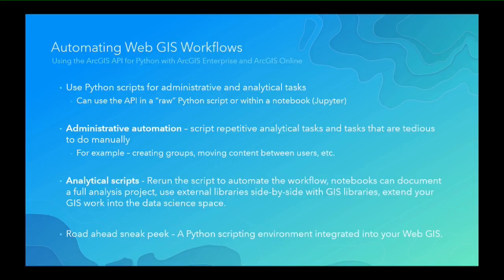So an example of this would be you have people collecting information maybe from Collector, and this data has now rolled back into your organization, and lo and behold, people have left in trailing white space, and you want to get rid of that. Well, Pandas makes it extremely easy for you to do that, and so using Pandas as part of the ArcGIS API for Python, you can then trim off that white space.